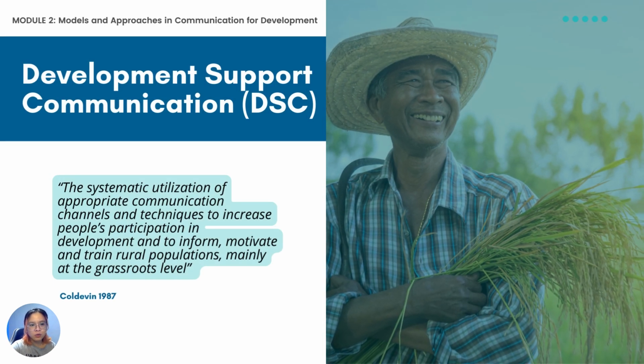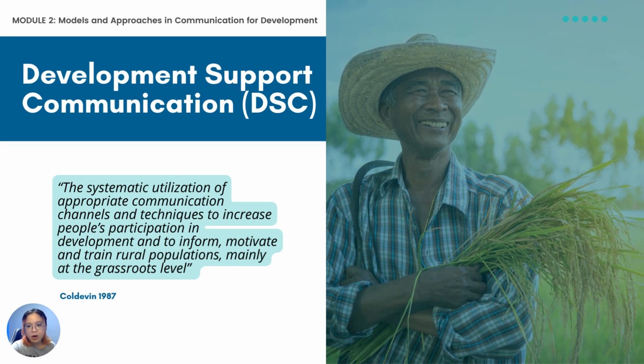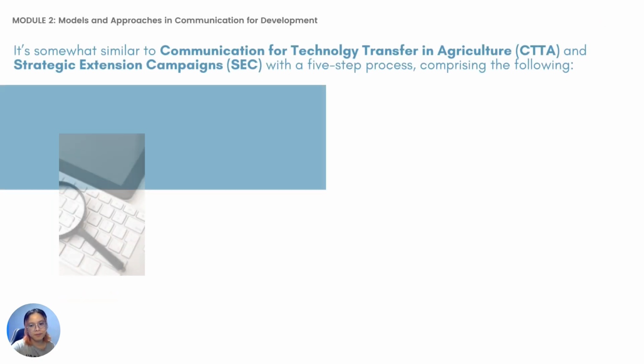Now let's delve into our second topic, development support communication, or the DSC. According to Colle of 1987, DSC is defined as the systematic utilization of appropriate communication channels and techniques to increase people's participation in development and to inform, motivate, and train rural populations, mainly at the grassroots level. So, in simpler terms, it's about using effective communication strategies to empower local communities, encourage their involvement in development initiatives, and provide them with the information and skills they need to thrive.